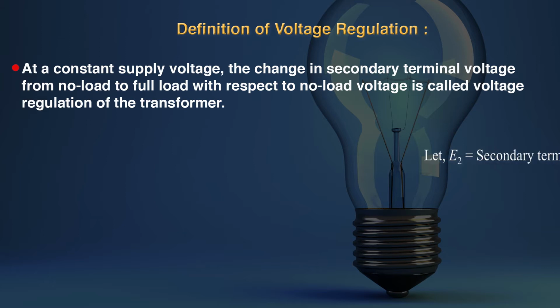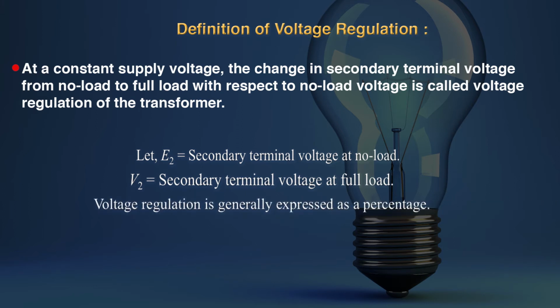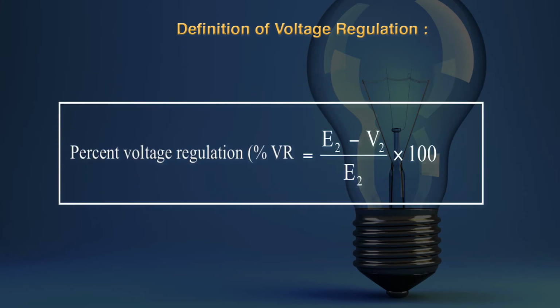Let E2 be the secondary terminal voltage at no load and V2 the secondary terminal voltage at full load. Then you can write the voltage regulation in percentage terms. Percentage voltage regulation is equal to E2 minus V2 upon E2, into 100. Note that E2 and V2 are magnitudes, not phasor or complex quantities. Also note that voltage regulation depends not only on the load current but also on its power factor. Using the approximate equivalent circuit referred to the primary side or secondary side, we can obtain the voltage regulation.